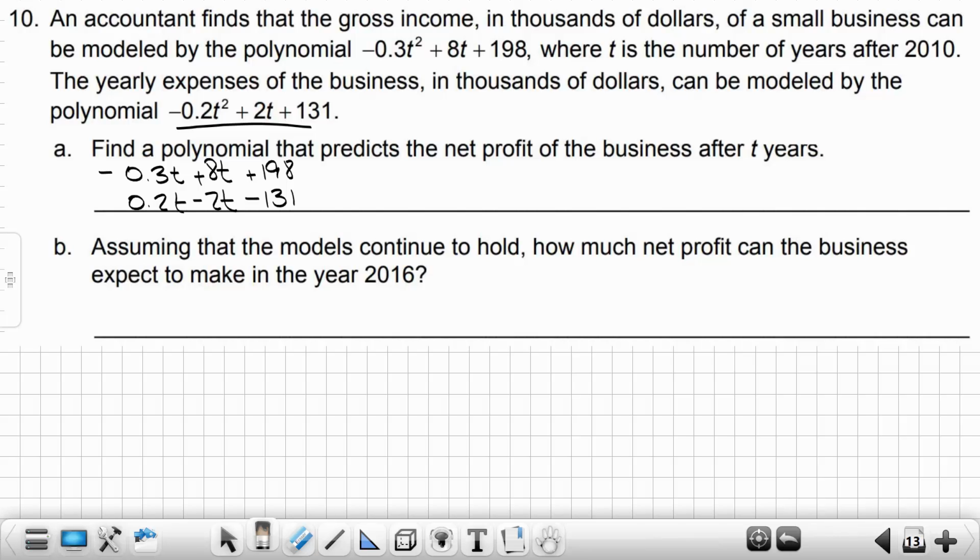So I went ahead and changed the sign on each of these. This became positive, negative, negative. And I'll go ahead and combine them, and I get your profits is equal to negative 0.1t squared plus 6t plus 67.